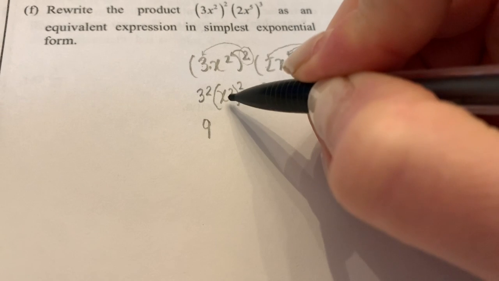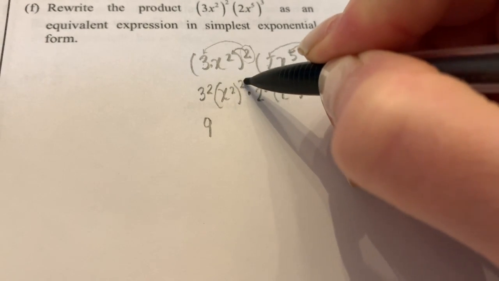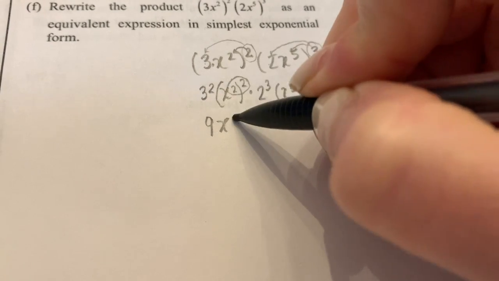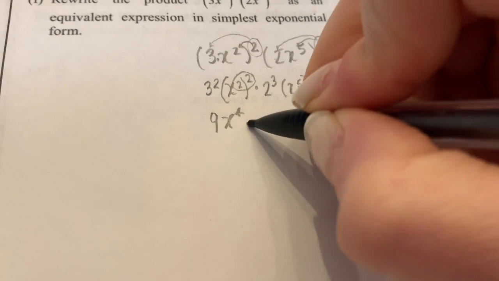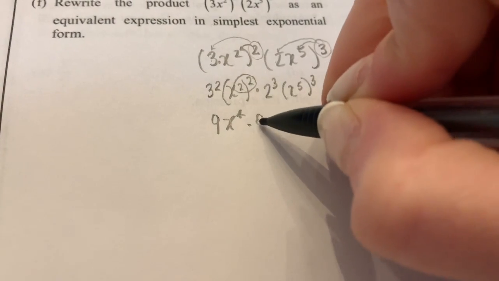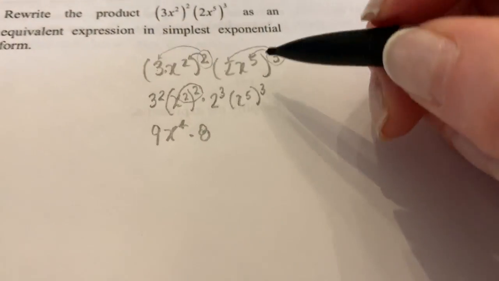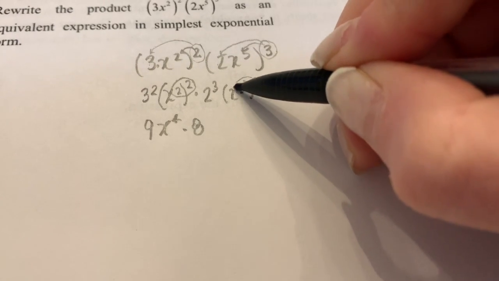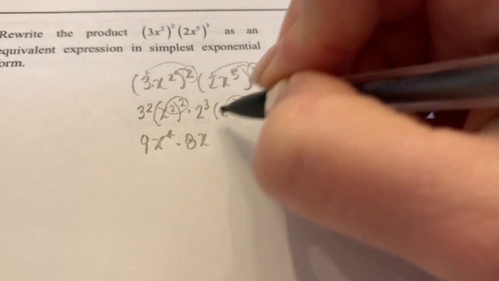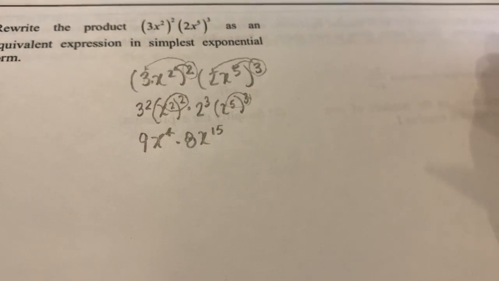So 3 squared, that's 9. X to the 2nd raised to the 2nd power: we keep the base and multiply the exponents. That's x to the 4th power. Times 2 to the 3rd power is 8. Again, you can always use your calculators for this. And then this is the power to a power rule. Again, I keep the base and multiply the exponents. So that's x to the 5 times 3, which is 15th.